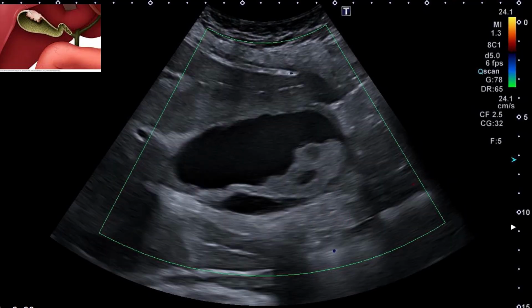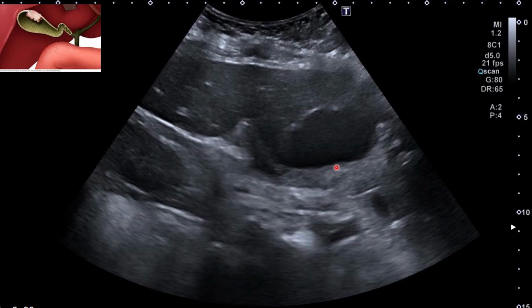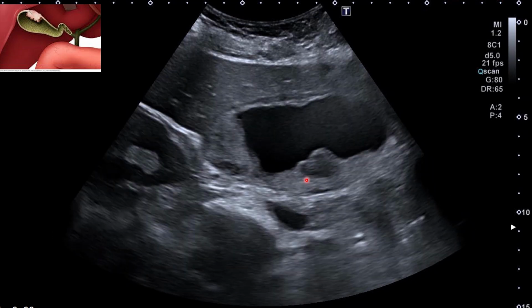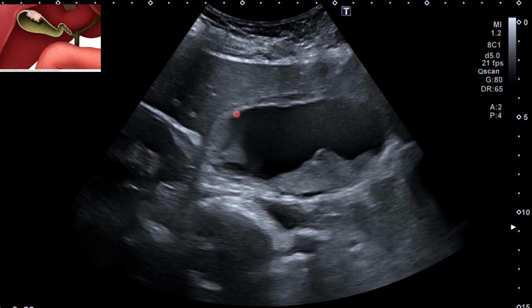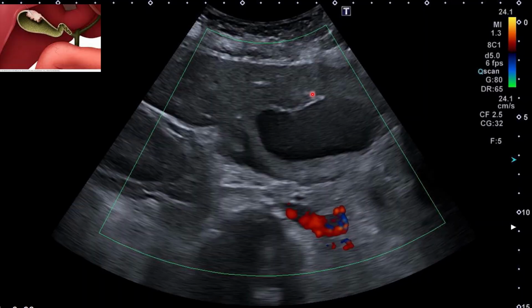In such a case, the first thing to think of is gallbladder cancer, because it's a mass on the wall of the gallbladder like that, as you can see. And you can also see the walls here thickened.